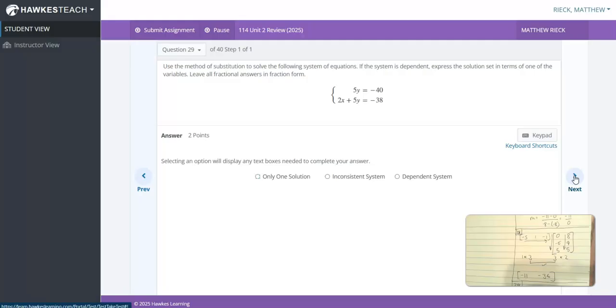All right, so next we're asked to use the method of substitution to solve the following equations. If the system is dependent, express the solution in terms of one of the variables. We have all fractional answers in fraction form. -40, and we have 2x plus 5y equals -38.